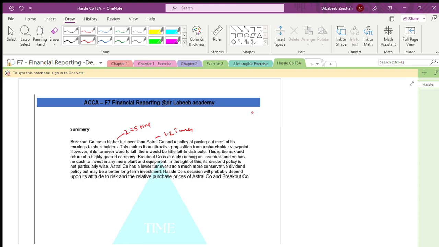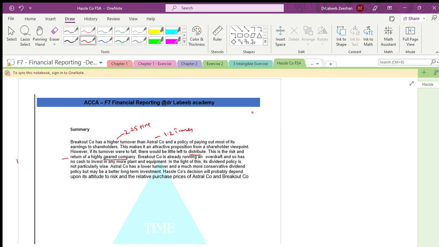This makes an attractive position from the shareholders' view. However, if turnover were to fall, there would be little left to distribute. If turnover is fine, definitely you'll get a good return. This is the risk and return of a highly geared company.